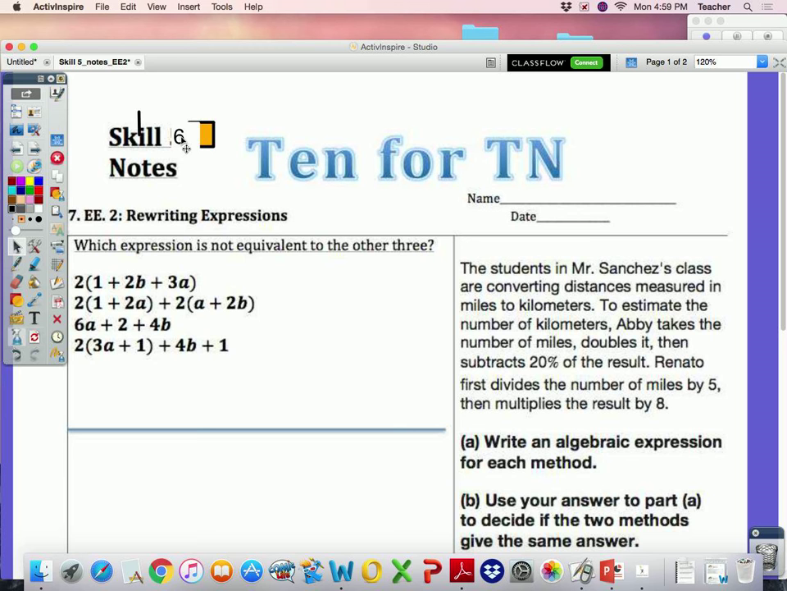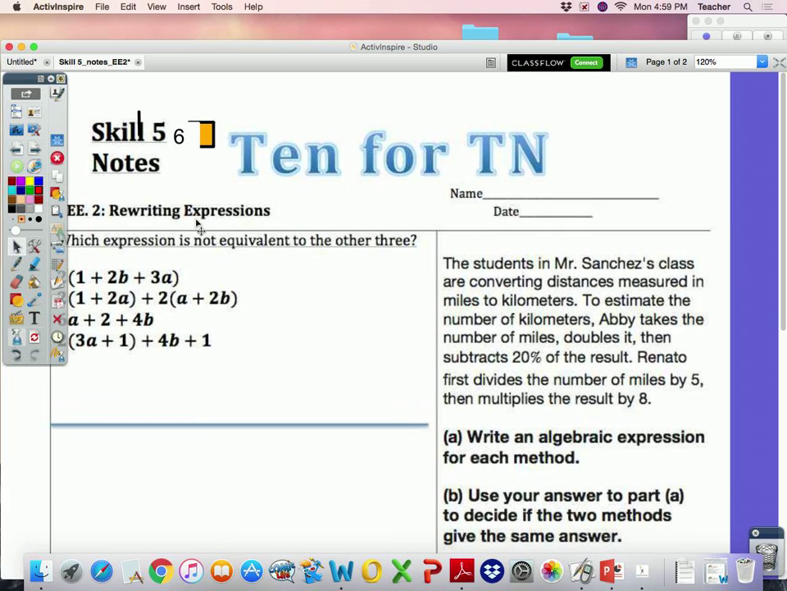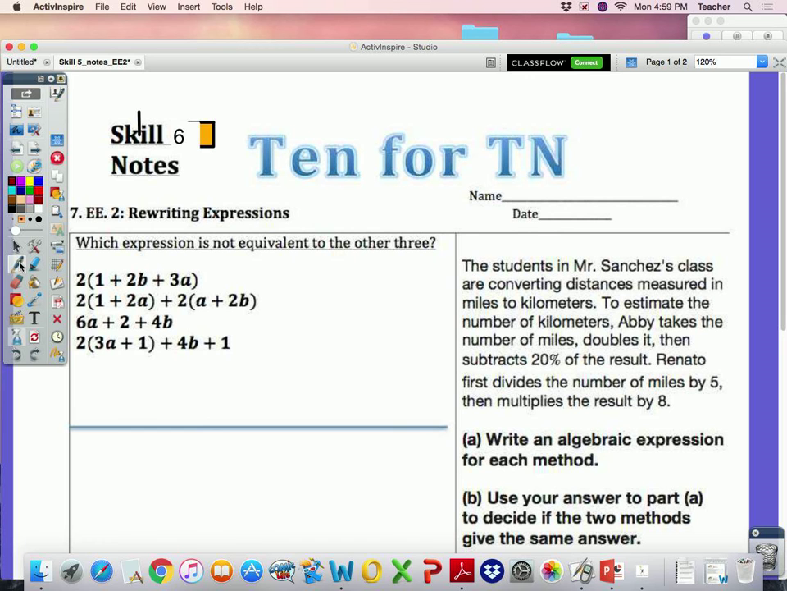It's EE2, rewriting expressions. So before we even get started, let's think about what that word expressions is. What do you have to have? What's in an expression? A variable. What's usually not in an expression? Yeah, there's usually no equal sign. What are those called? Equations.